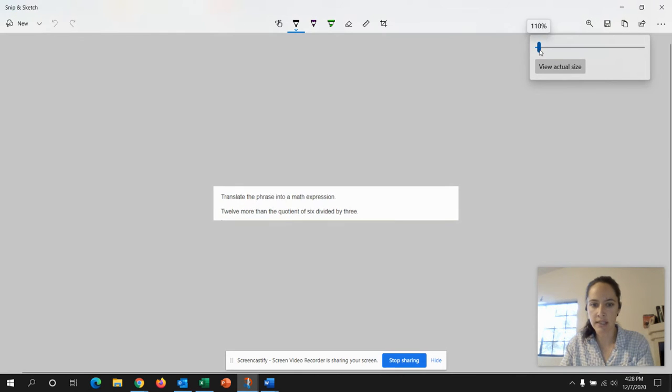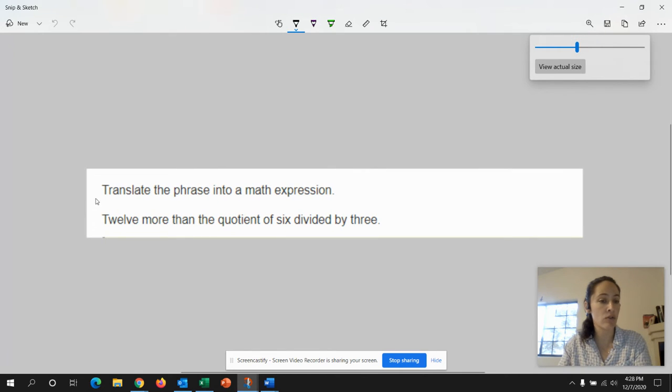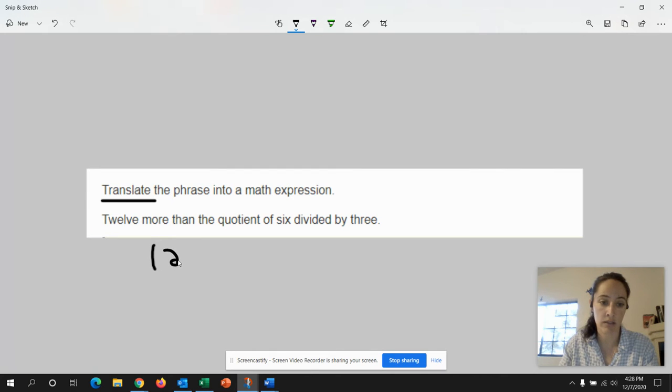What does this one say? This says, translate this phrase into a math expression. See, I told you math, language. We're learning the language of math. 12 more than the quotient. Oh, remember some of the things you can do? 12 more than the quotient, which I know means division, of 6 divided by 3. So the quotient of means parentheses. So 12 more than the quotient of 6 divided by 3.